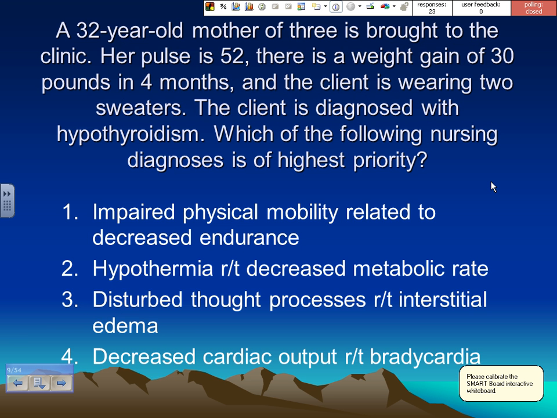The 32-year-old mother of 3 is brought to the clinic. Her pulse is 52. There's a weight gain of 30 pounds in 4 months. The client is wearing 2 sweaters. Diagnosed with hypothyroidism. Which of the following nursing diagnoses is of the highest priority? Impaired physical mobility related to decreased endurance, hypothermia related to decreased metabolic rate, disturbed thought processes related to interstitial edema, decreased cardiac output related to bradycardia. So what do you think is going to be the highest priority for this patient? Physical mobility, hypothermia, thought processes, cardiac output.